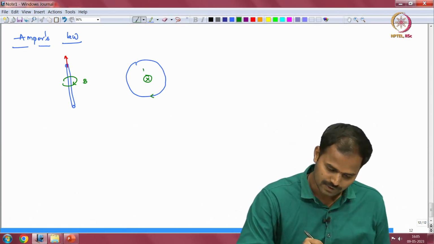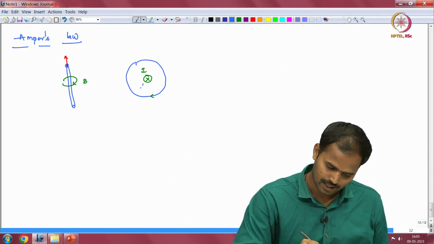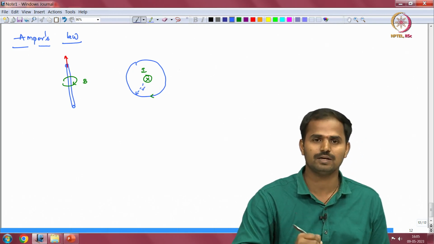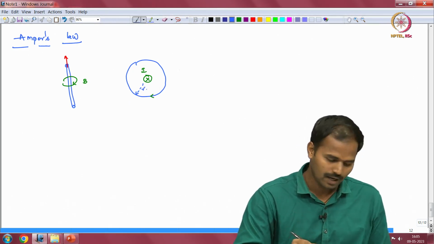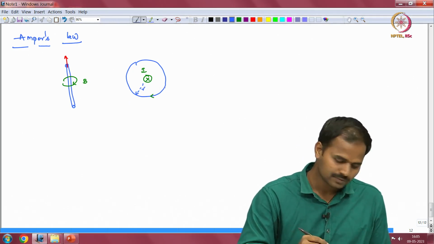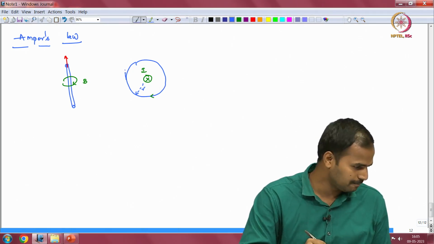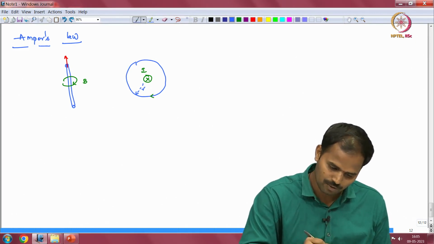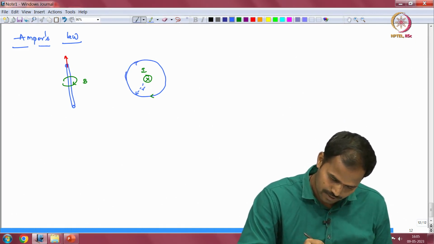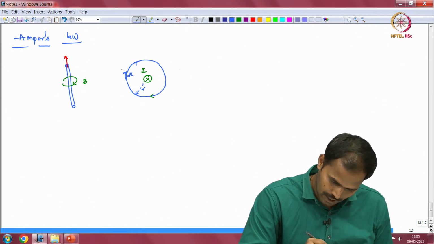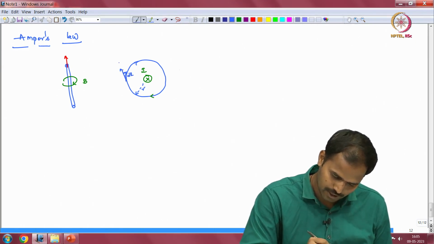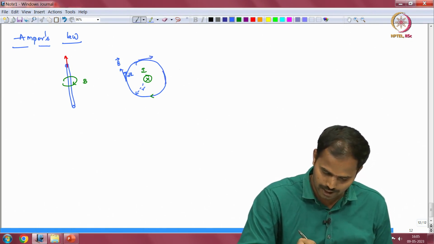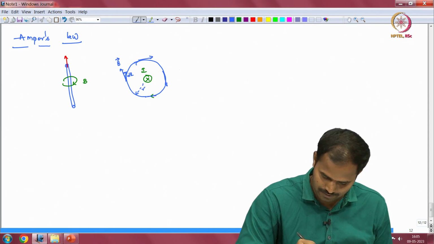This is I, and at a distance r we are seeing the magnetic field B, that is the radius of the magnetic field circle. Consider a small length dl on this loop, and the tangent to that particular portion is nothing but the B field. The tangent on this circle, anywhere you see, is the B field, right?